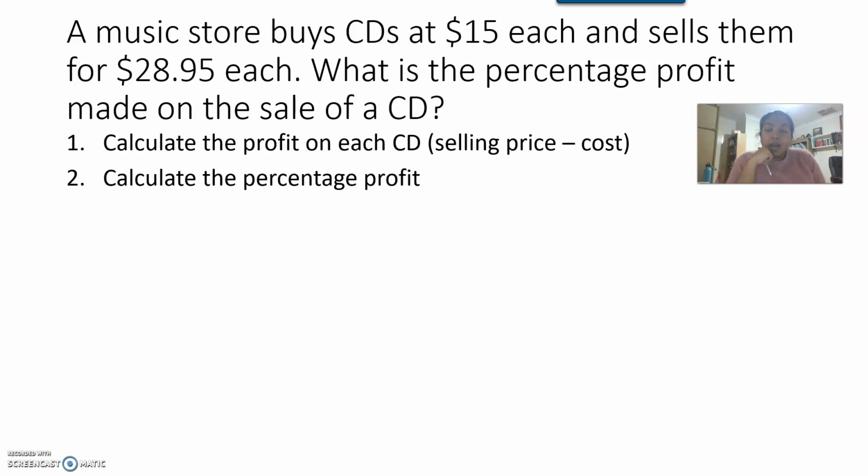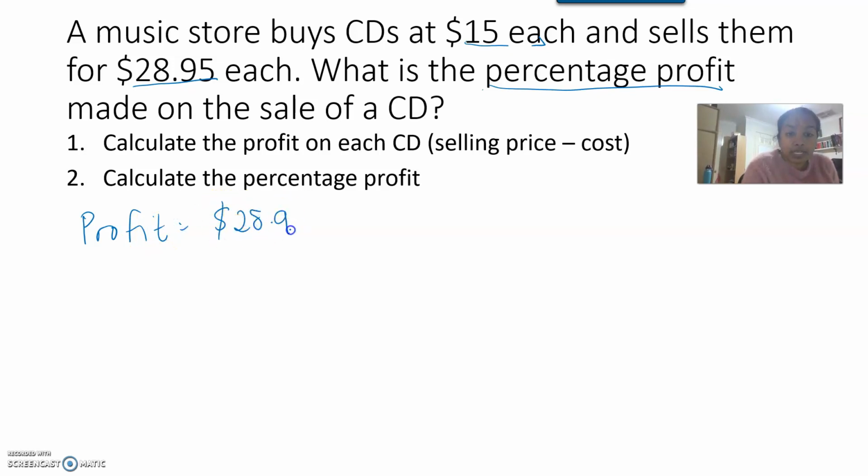Okay, a music store buys CDs at $15 each and sells them for $28.95. So obviously there's a profit, right? So $15 each, $28.95. What is a percentage profit made? So the first step you do is calculate the profit made on each CD. So we need to work out how much he increased it by. So in this case, to work out the profit, you write it like this. Profit equals $28.95 minus $15. He's made a profit of $13.95. That's the first thing.